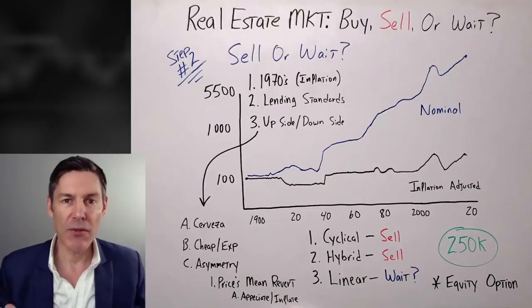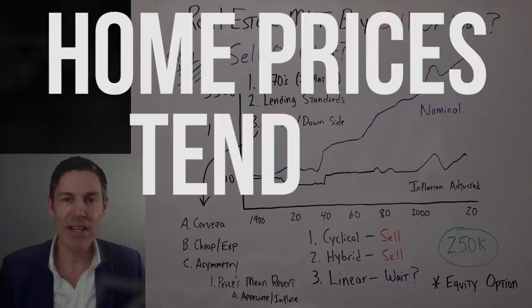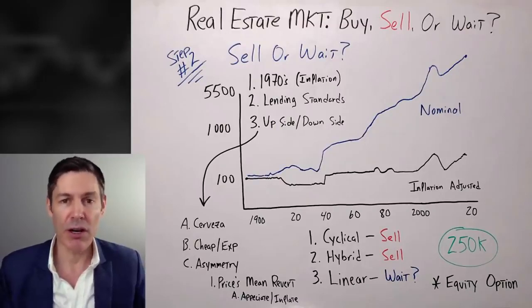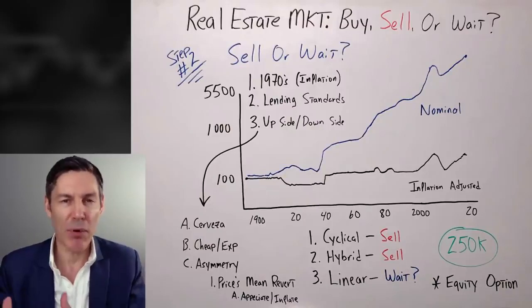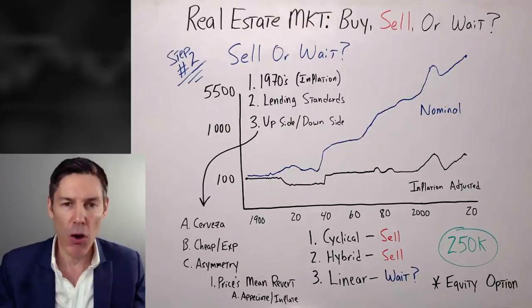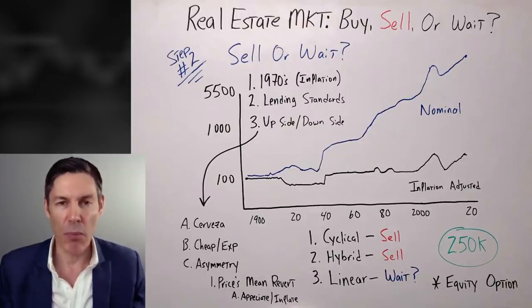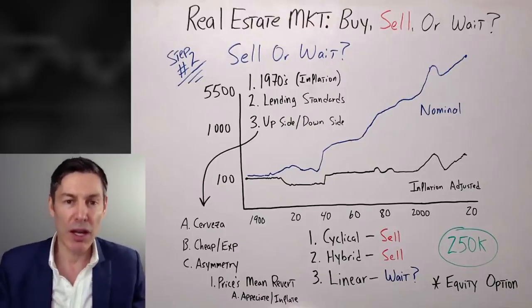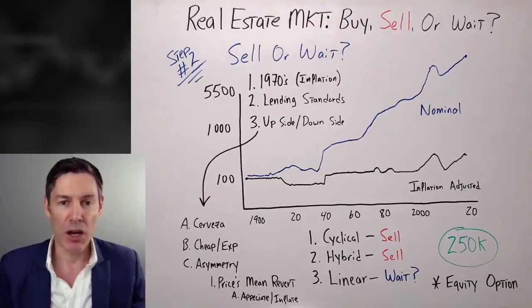You always have to remember that over time, home prices tend to mean revert in every single market, regardless of whether they're cyclical, linear, or hybrid. Why is that? Because wages typically stay pretty consistent with inflation. Wages are what you use to buy a home. Therefore, it makes sense that home prices pretty much stay consistent with inflation. If not at a national level, definitely on a local level.